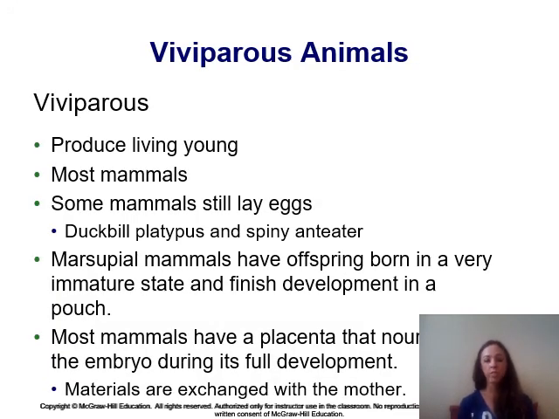Animals that give birth to live young are called viviparous. And mammals do not lay eggs because they have the placenta to nourish and keep the embryo hydrated. Some mammals, though, do lay eggs, like the spiny anteater and duck-billed platypus. Marsupial mammals do give birth to live young, but in an immature form. These babies will need to crawl to the mother's pouch and attach to a nipple where they will continue to develop.